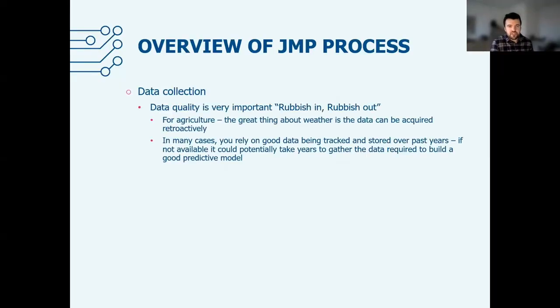First step is data collection, and this is actually the most important step. I can't emphasize this enough. The quality of the data is incredibly important. One of my mentors often says this: rubbish in, rubbish out. If you don't have good data, you're not going to build a good model, no matter how good the process you have is. So you really need to focus on getting really good quality data. And one benefit in agriculture is one important variable in the yield is the weather.